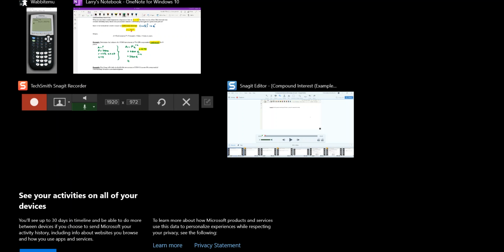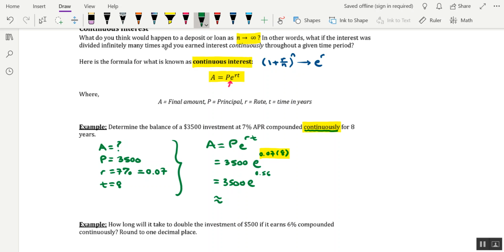So after 8 years have gone by with an APR of 7% and interest being compounded continuously, this person is looking at some growth, almost double the amount. We're looking at $6,127.35. So all that extra money was earned by just waiting some time out. So our final answer here is about $6,127.35.